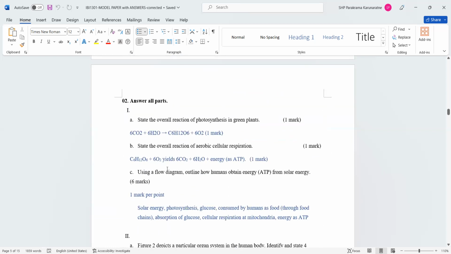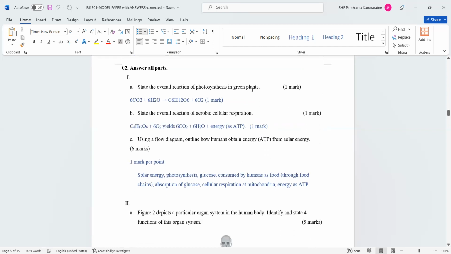And then question number 2, answer all parts. State the overall reaction of photosynthesis in green plants. So the photosynthesis reaction is given here. Carbon dioxide, 6 molecules, combine together with 6 water molecules, with the energy coming from the sun, right? Actually, above the arrow, you have to write solar energy. And then these two come together and form a glucose molecule, C6H12O6, plus 6 oxygen molecules are released, right?